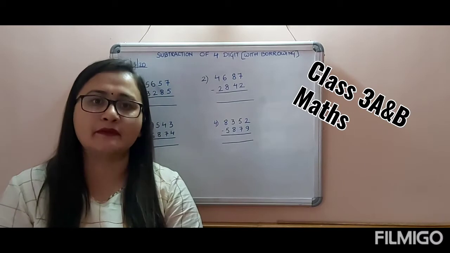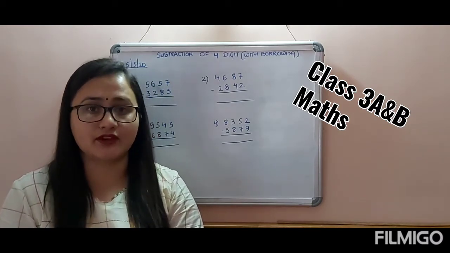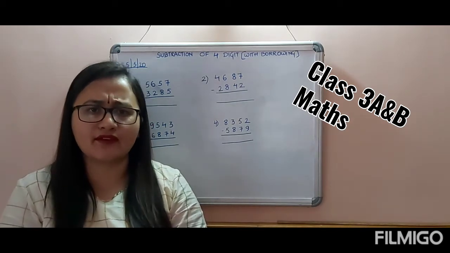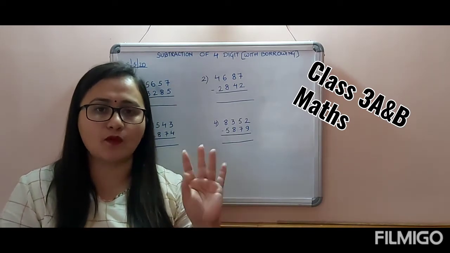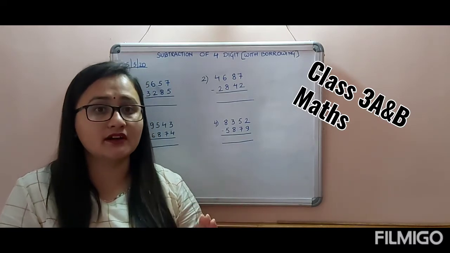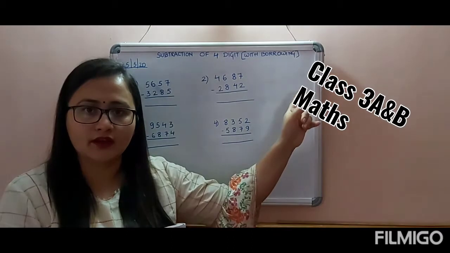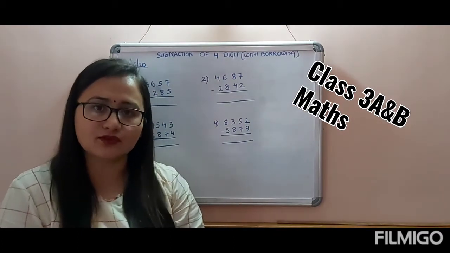So today I'm here to continue with the chapter that we were doing on maths, that is subtraction. That day we learned that subtraction means to give away or take away something. We learned simple subtraction, 1 digit, 2 digit, 3 digit, 4 digit. So today we will learn about subtraction of 4 digit with borrowing. So let's get started with the exercise. Pay attention everyone.